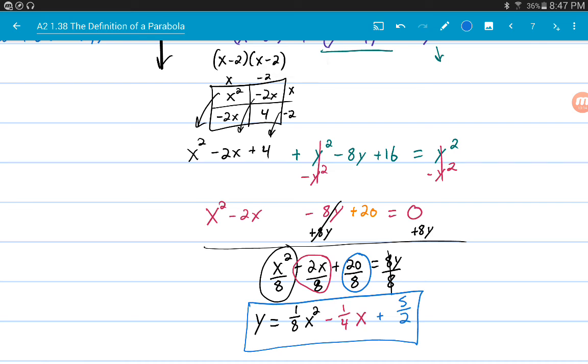Okay? So just follow the steps. You'll find an equation, simplify it, make it look the same way that I did, and you'll be totally prepared for when this pops up on a Regents or on a test.